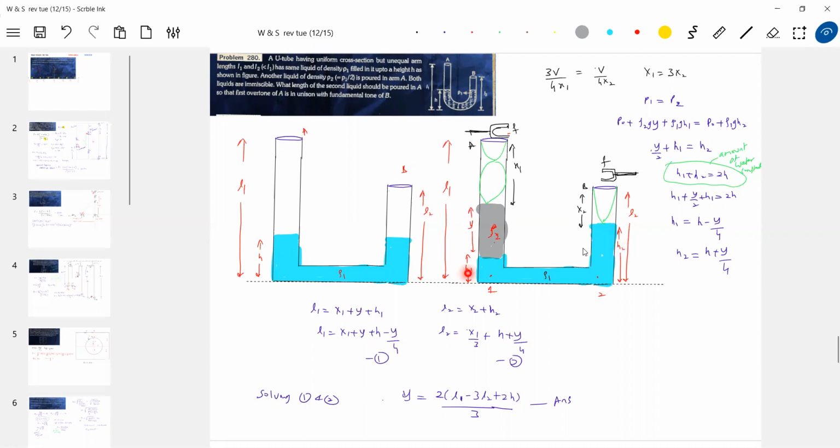If I write here H minus, say some X length has decreased here. H minus X, the liquid has shifted down. So this will be H plus X. So that H1, H2 we can eliminate. Then we come back to the same thing. Again, we'll get H1 plus H2 equal to 2H.